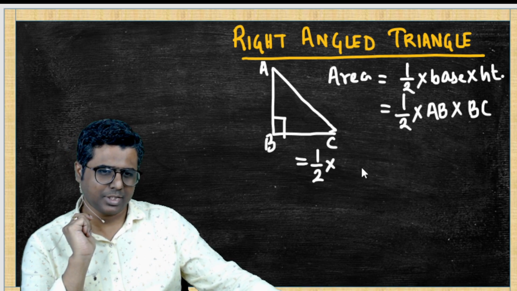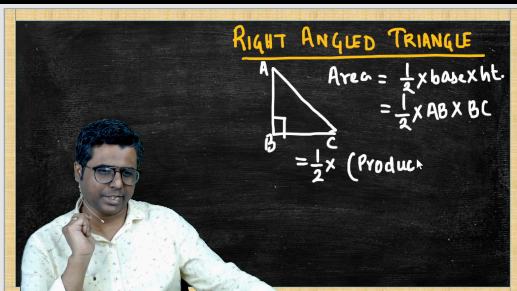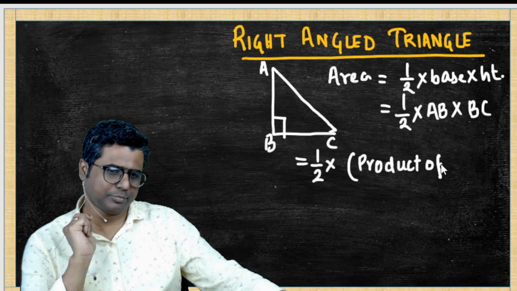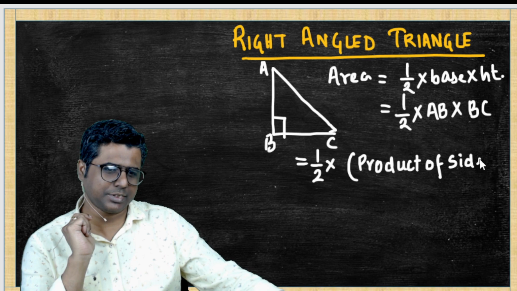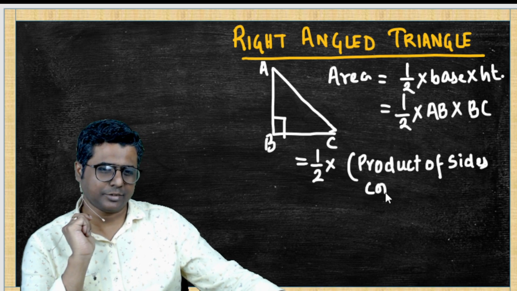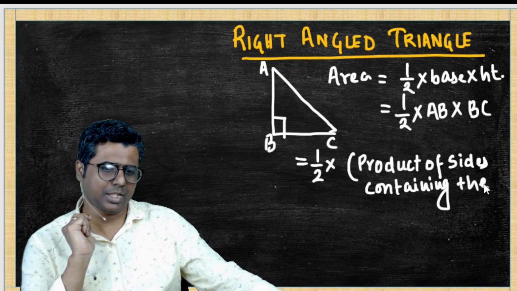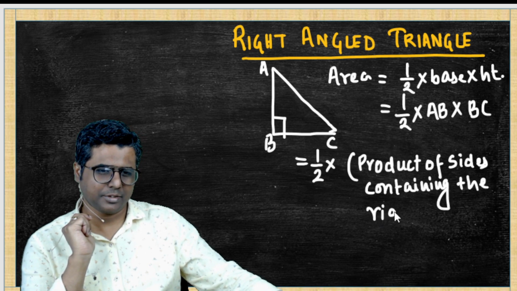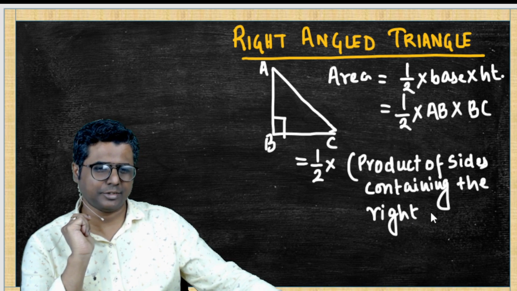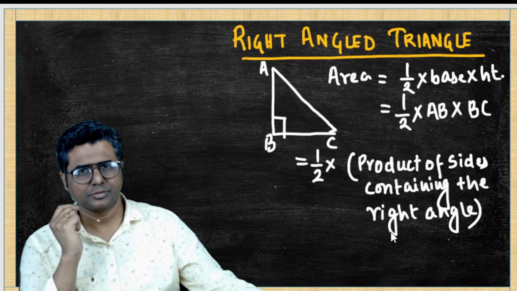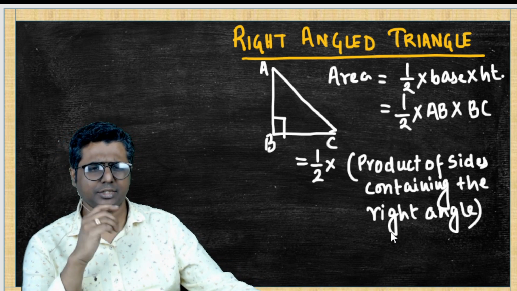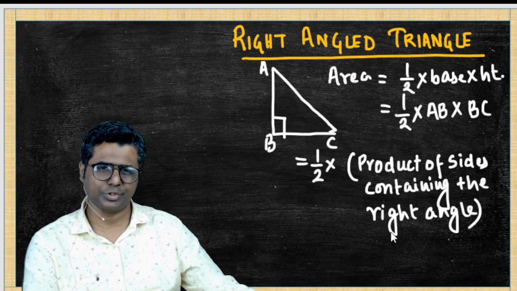We can see that in a right angle triangle, the area is equal to half into product of sides containing the right angle. That is how it is, right angle triangle. This was pretty easy, you can easily prove it.